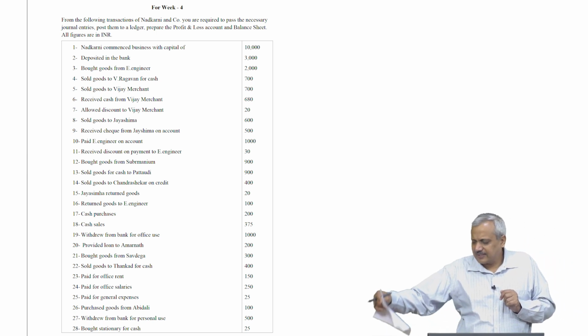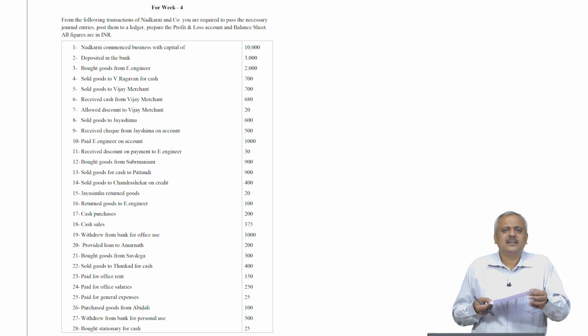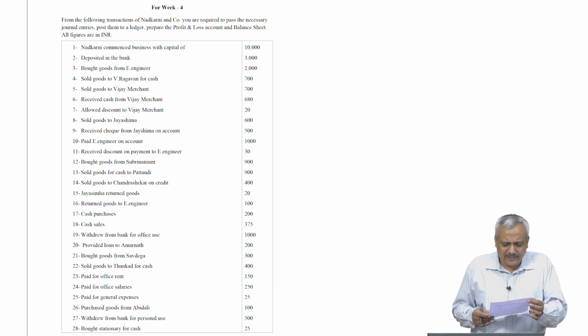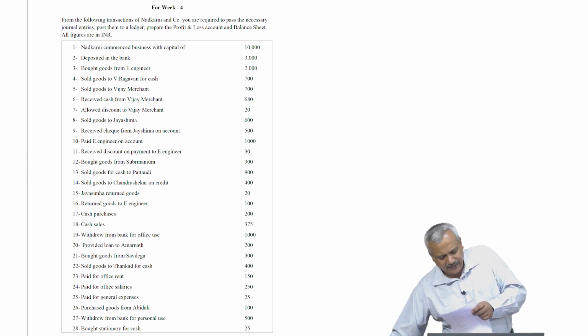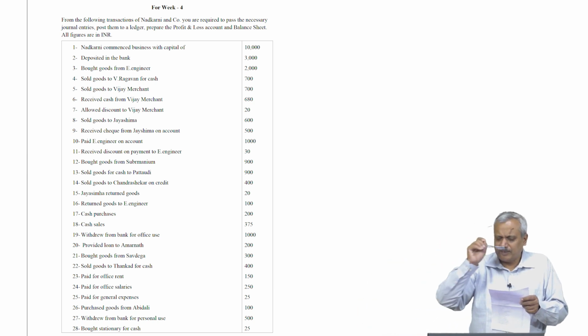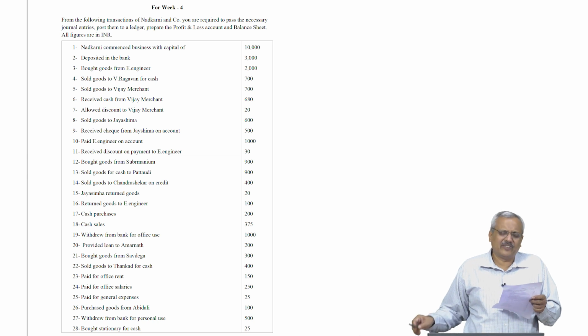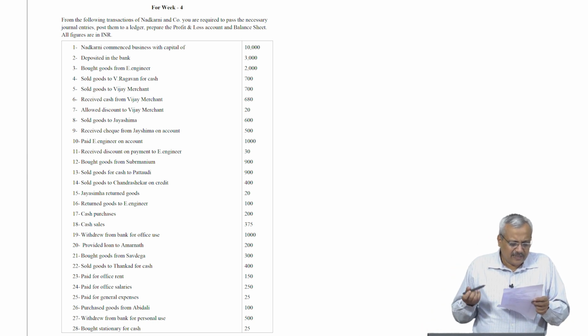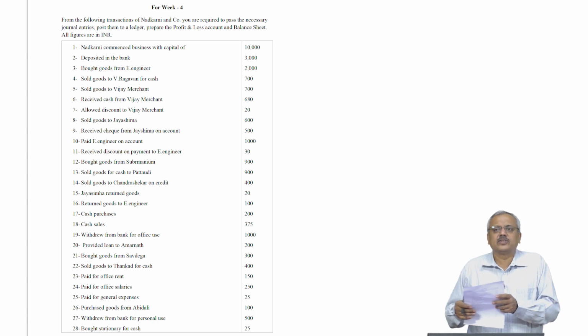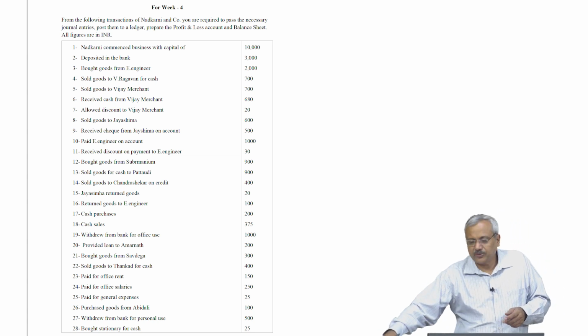Let us read the first transaction. It says, from the following transactions of XYZ Nadkarni and Co, you are required to pass the necessary journal entries, prepare the ledger accounts, and prepare the P&L and the balance sheet. All figures are given in INR, Indian rupees. Let us take the first transaction. It says that Nadkarni commenced the business with a capital of 10,000 INR.